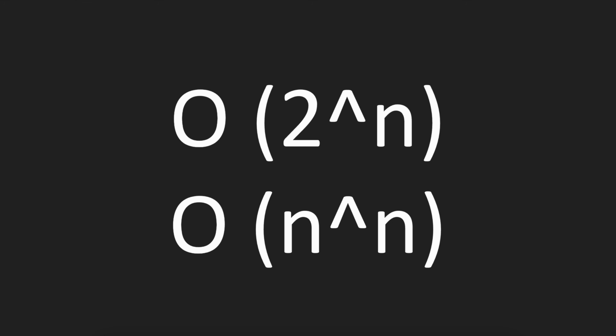Now the higher time complexities, which are the exponential time complexities. We have 2 to the power of n, and another one, n to the power of n, which is worse than 2 to the power of n. Let's take a very simple example. Let's take an example of a Fibonacci sequence.